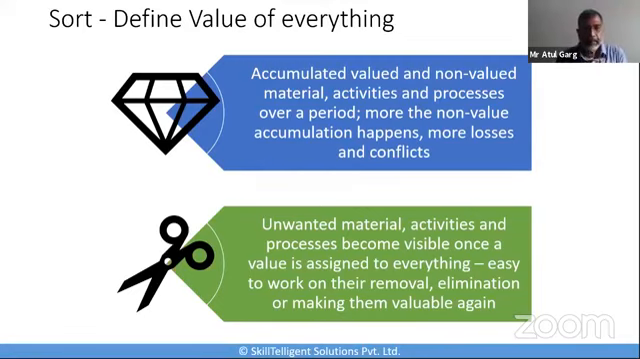Similarly, on the other side, once you have removed the unwanted material, activities and processes, you also get visibility into what else can be done. As you start assigning value to everything, you also start identifying what is not valuable. Something which is not valuable, you can very clearly red tag, take out, and remove or even eliminate. So that becomes very easy to do. So the sorting process along with the lean principle becomes the first step.